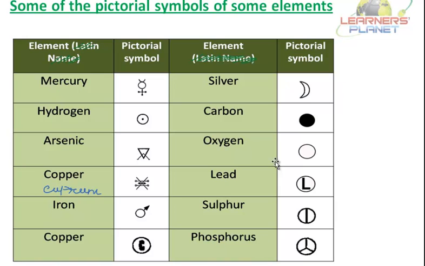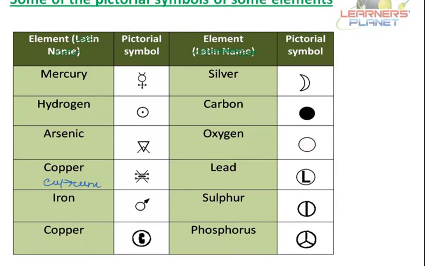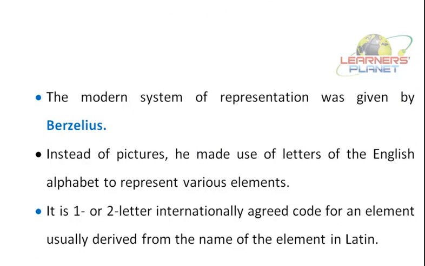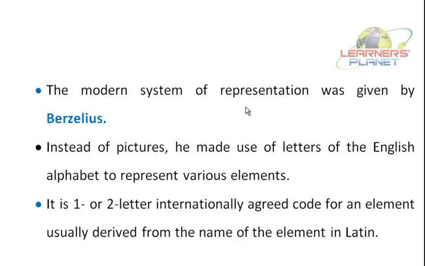Now students, there were few elements known at that time, so Sir John Dalton used certain pictorial symbols to indicate these elements. But today there are 114 elements known. So we can't remember so many symbols for those elements. There has to be some different approach for representing an element. So later, the modern system of representation was given by Berzelius.